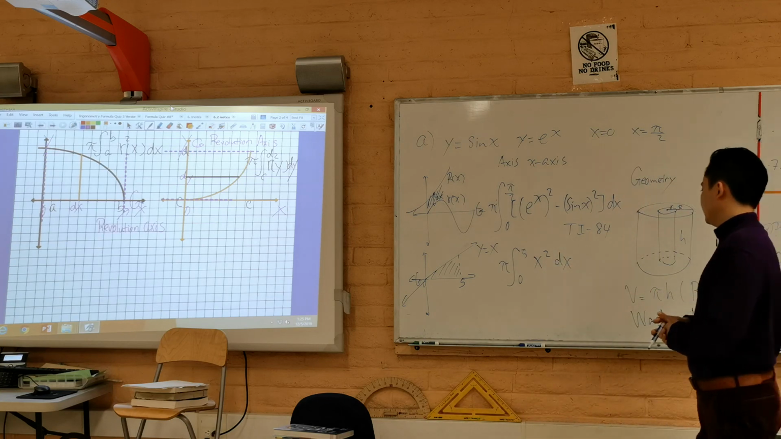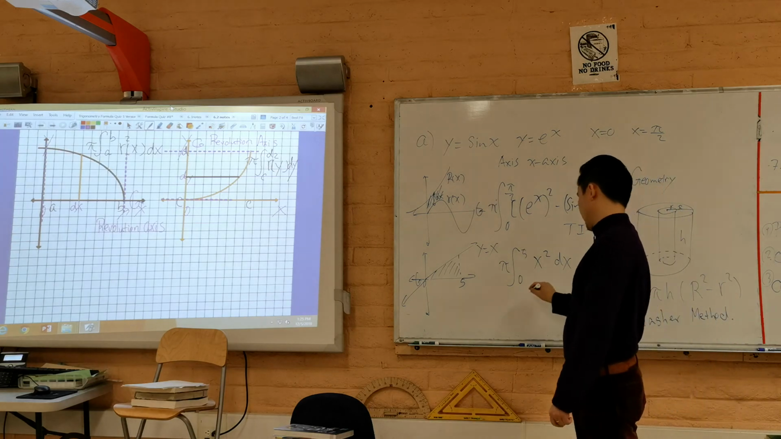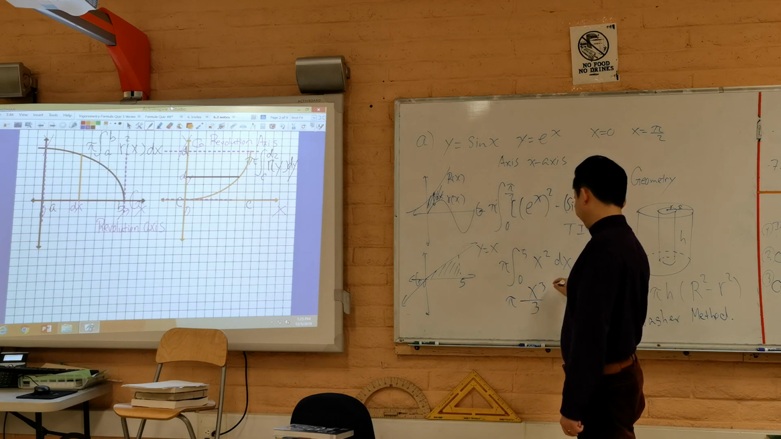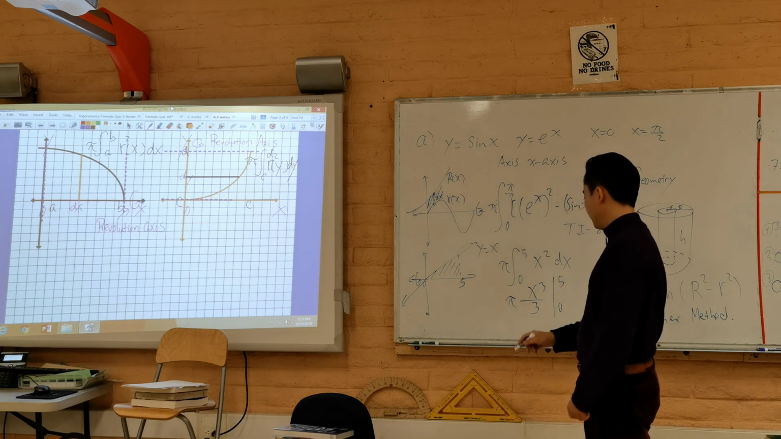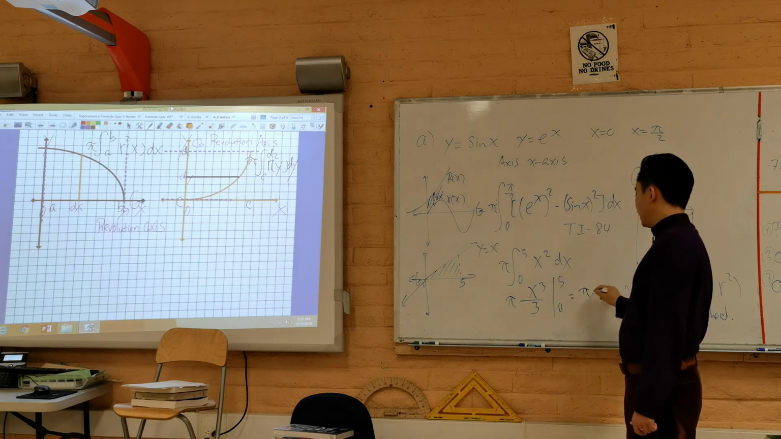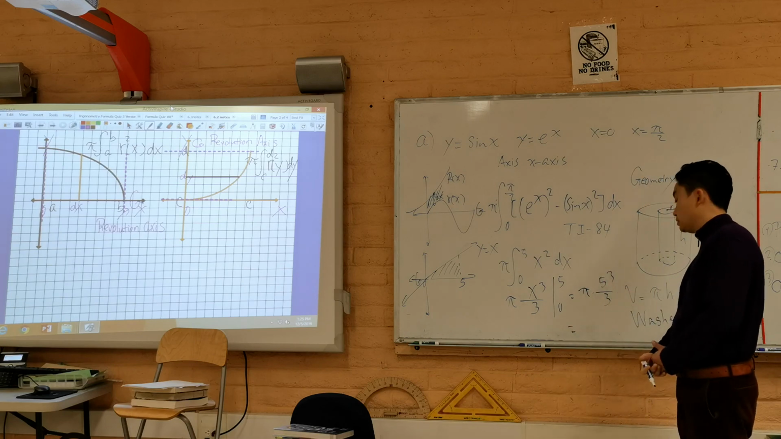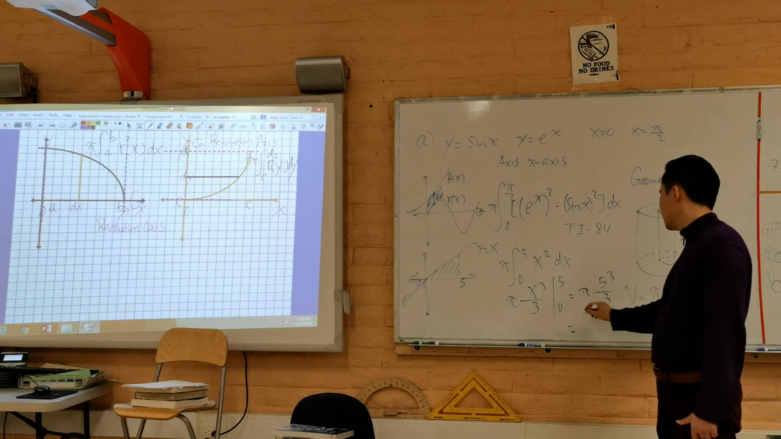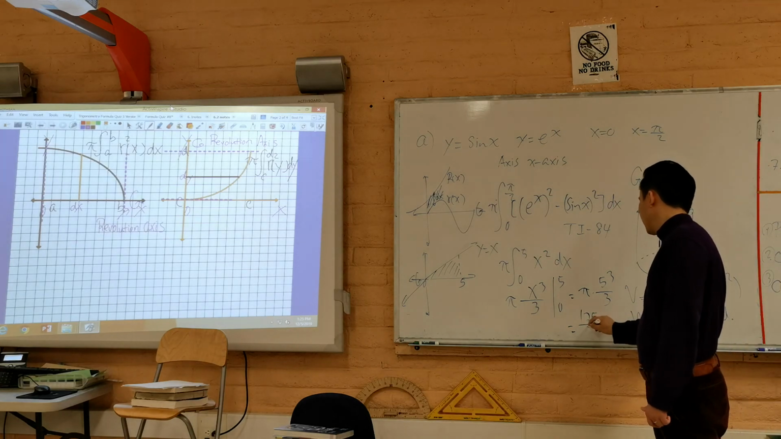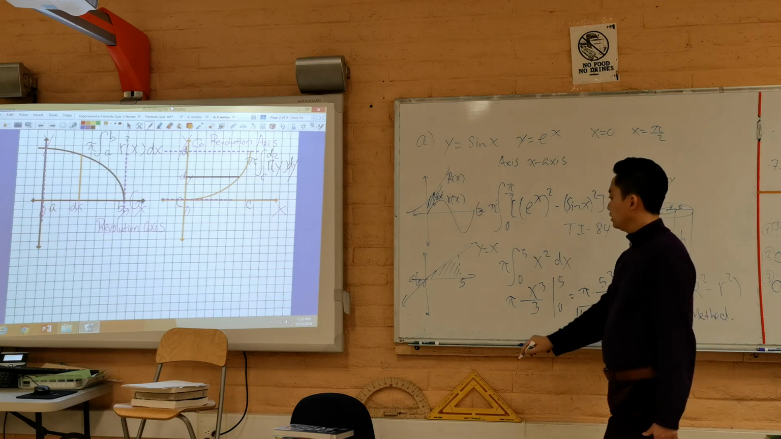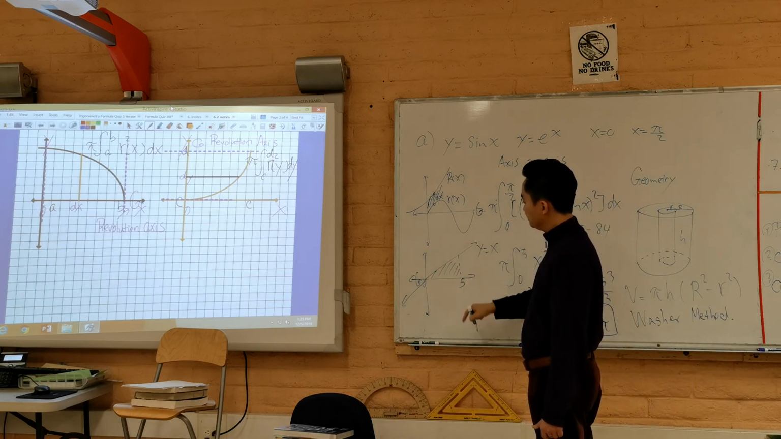Integrating, the integral of x squared is x to the power 3 over 3, times pi, going from 0 to 5. So pi times 5 to the power 3 over 3. 5 to the power 3 is 125, so it's 125 over 3 pi. And that's the volume of this shaded region.